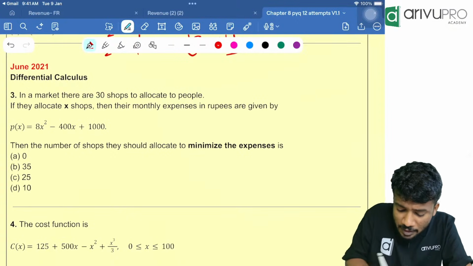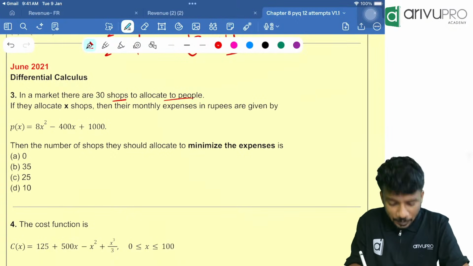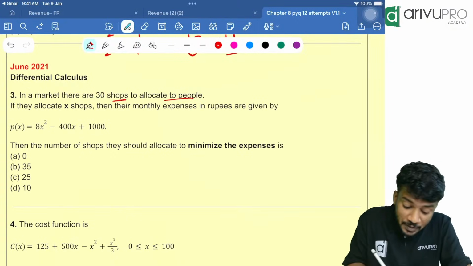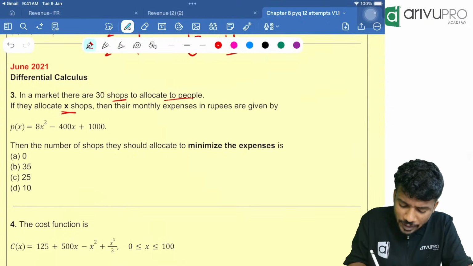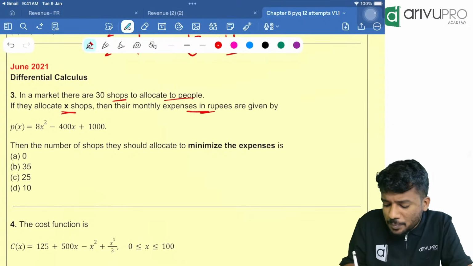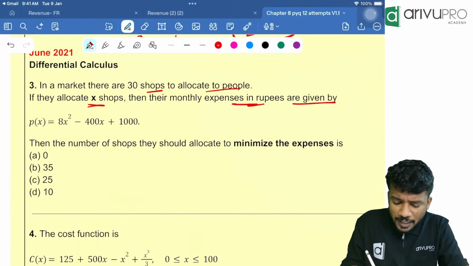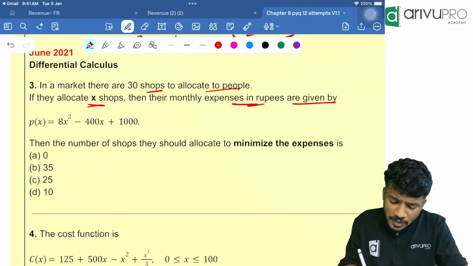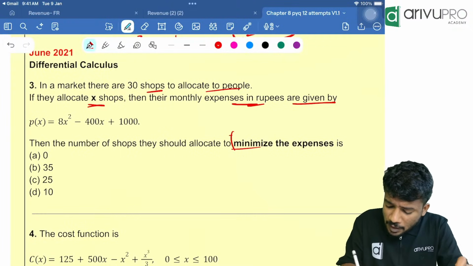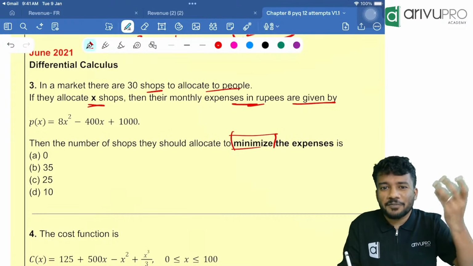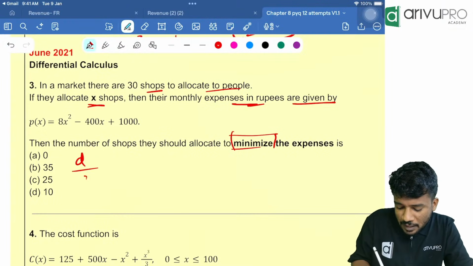In a market, there are 30 shops to allocate to people. We have solved it in class. If they allocate x shops, then the monthly expenses in rupees are given by P of x is equal to 8x square minus 400x plus 1000. Then the number of shops they should allocate to minimize. Minimize means, what is the formula? We know first we should find the derivative. Derivative of what here? P of x.